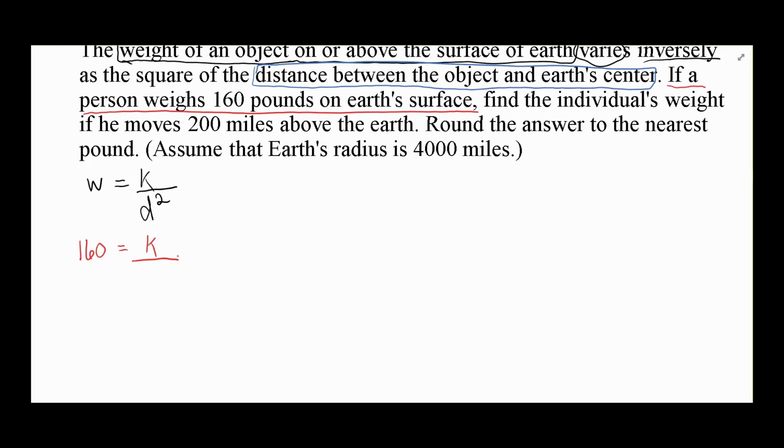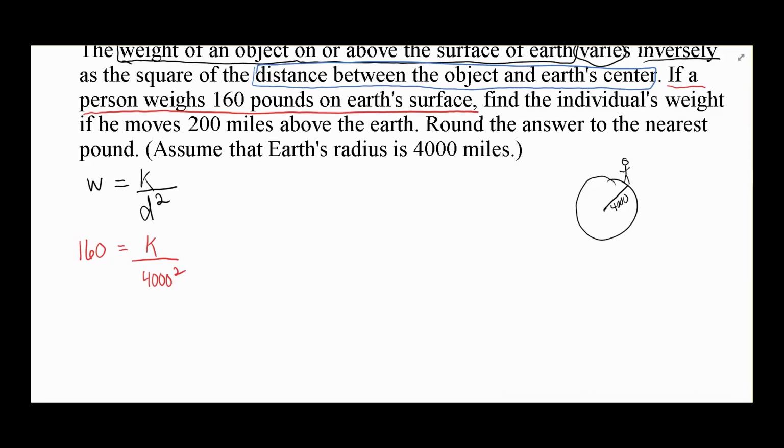It might help to draw a picture of what's going on. Here's the Earth. We're told that the radius of the Earth is 4,000 miles. So if we have a person standing on the surface of the Earth, they're 4,000 miles from the center. Oops, let me switch back to writing just to keep this consistent. And don't forget that that value was squared.